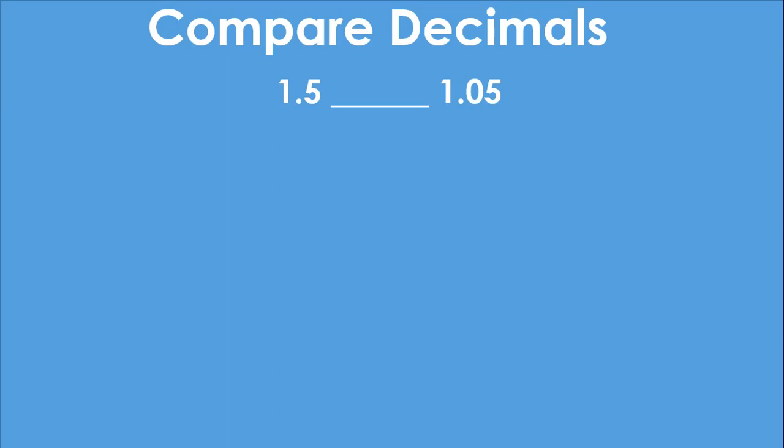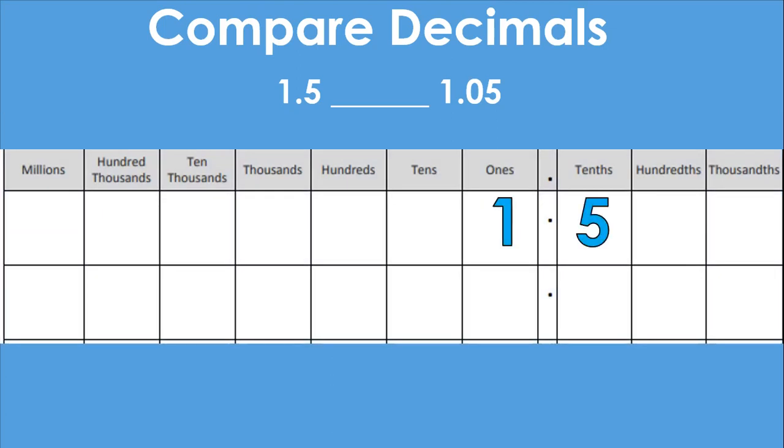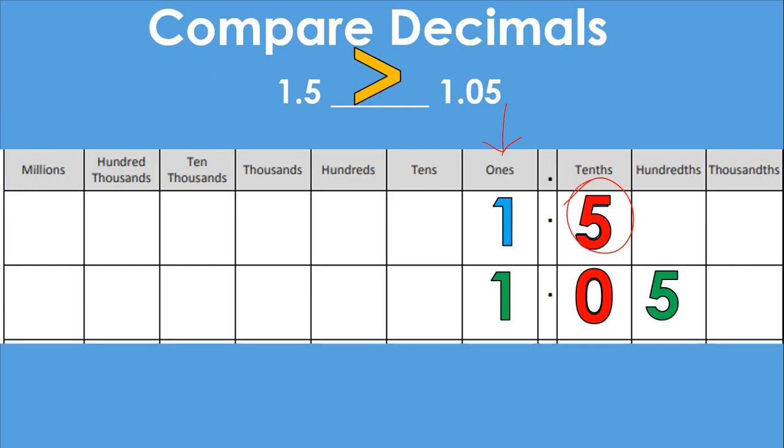Now we're going to be comparing decimals. So here we have 1 and 5 tenths compared to 1 and 5 hundredths. We're going to start with the place value chart and inserting our digits into the place value chart. Always start with the biggest place value. So in this case, that's the ones place. Notice that both digits in the ones place are 1. So we're going to move on to the tenths place. Here we have a 5 in the tenths place compared to a 0 in the tenths place. The 5 in the tenths place is bigger, so 1 and 5 tenths is bigger.